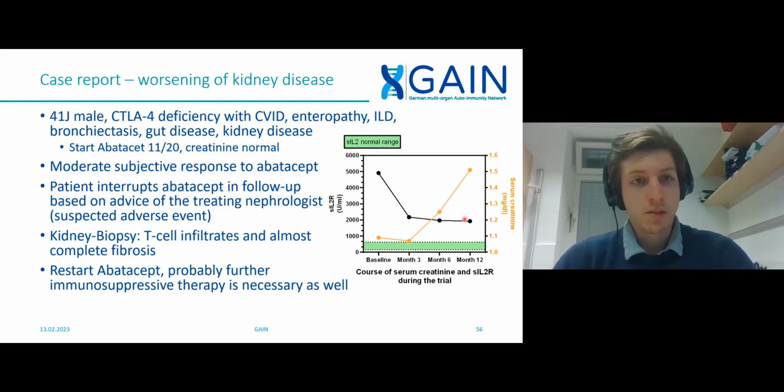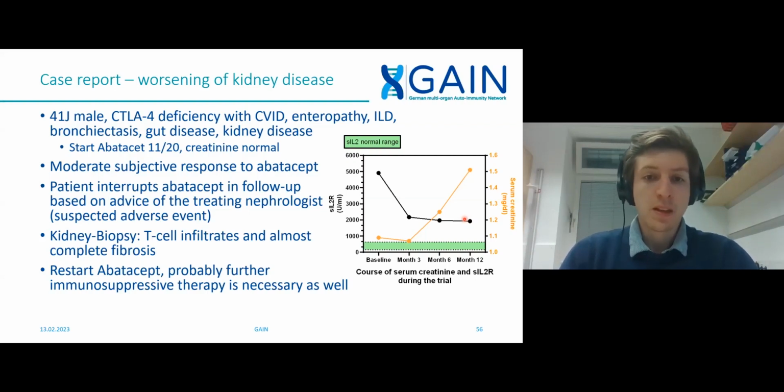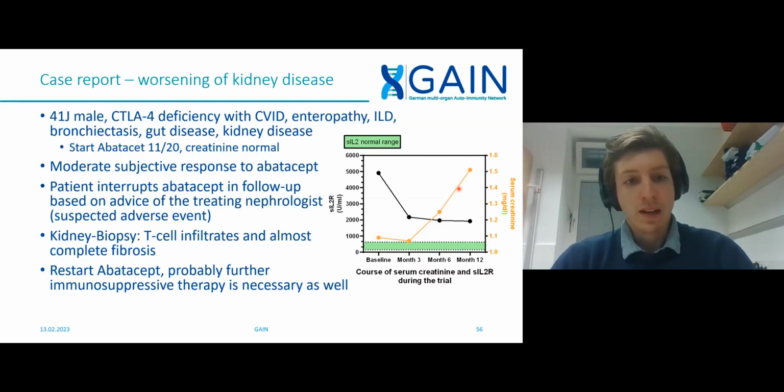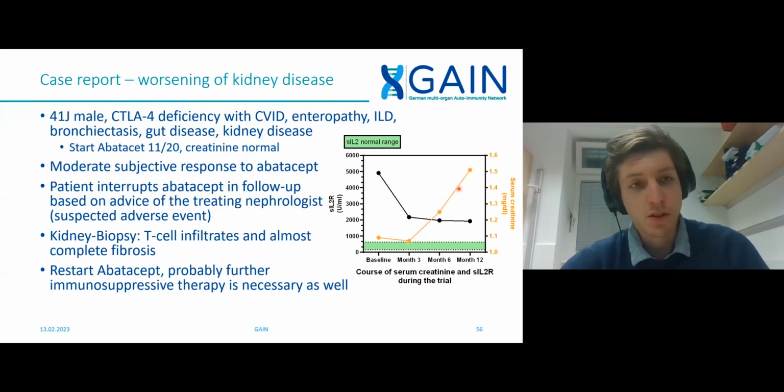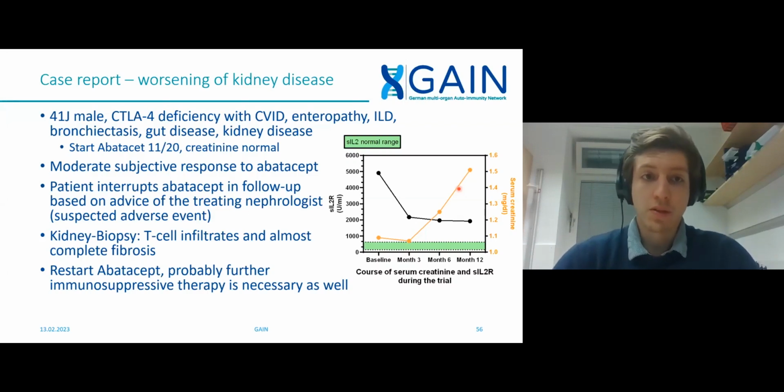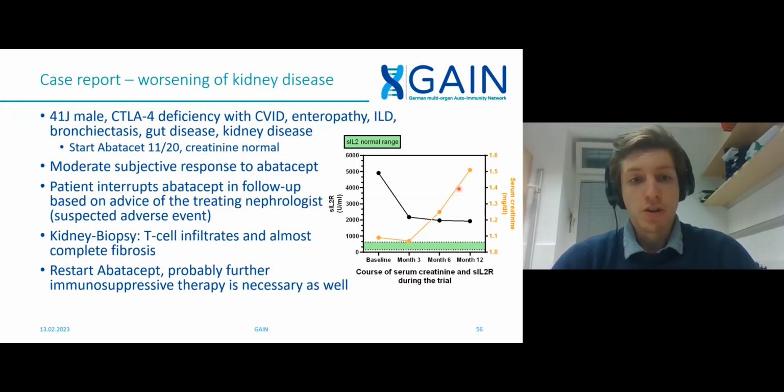Also, this patient subjectively did not show a good response to abatacept. However, during the trial, we have seen the serum creatinine values rising. And this was the patient who stopped abatacept treatment after finishing the trial, partially due to advice from his nephrologist, as they were suspecting that this might be a side effect of the treatment.